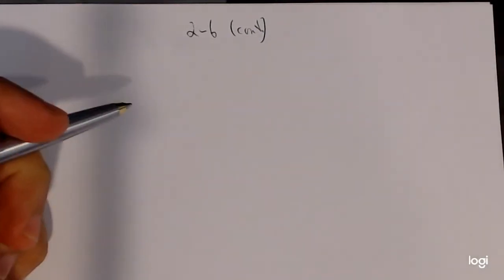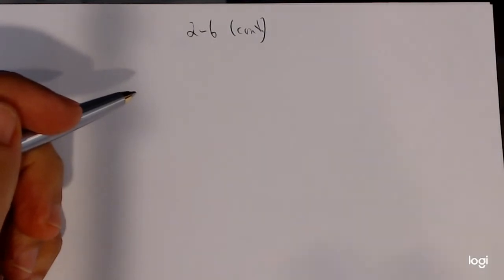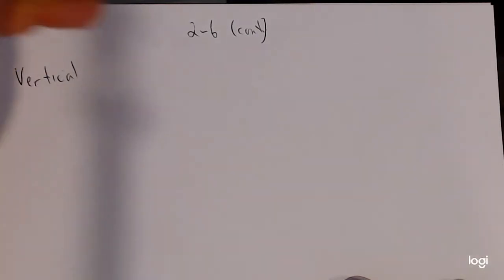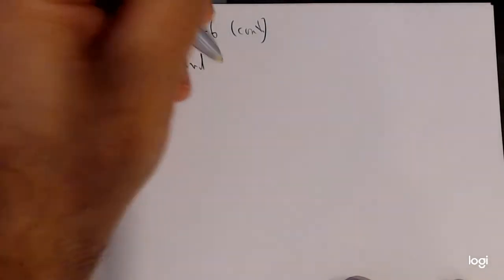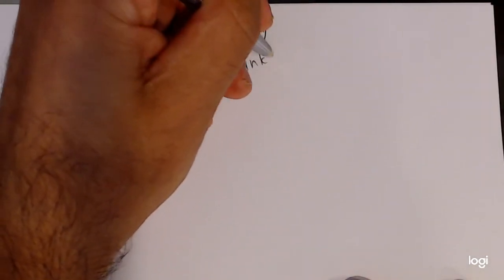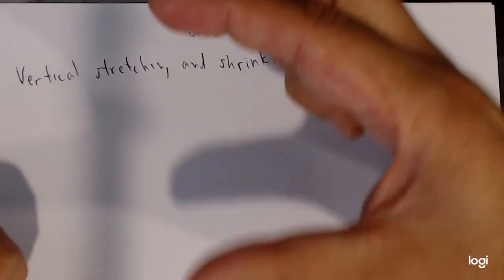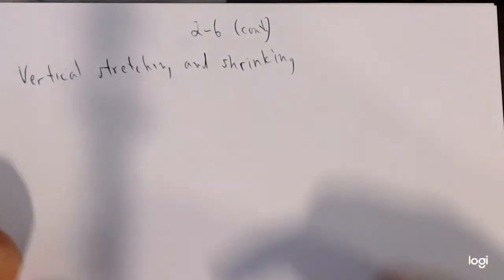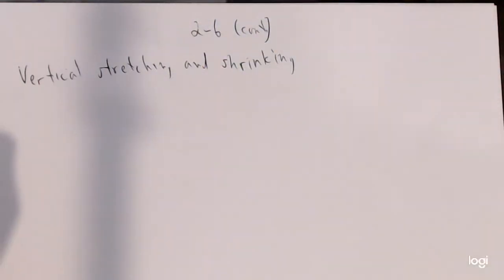Okay, so what we're going to do now is focus on the two other types of transformations, which have to do with vertical and horizontal stretching and shrinking. So let's talk about vertical stretching and shrinking. When we talk about vertical stretching and shrinking, we're trying to vertically push down or move up a function. If I'm vertically stretching or shrinking, which values does that affect? Once again, that affects my y values.